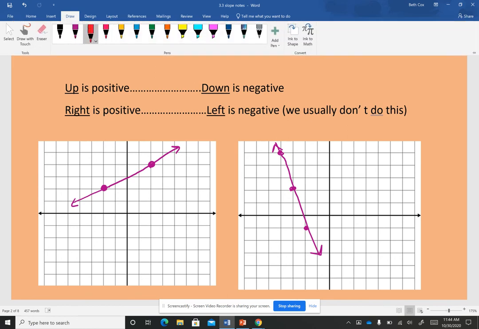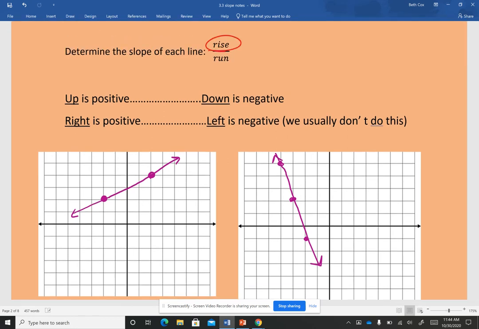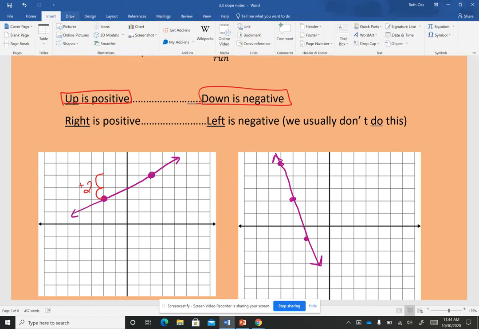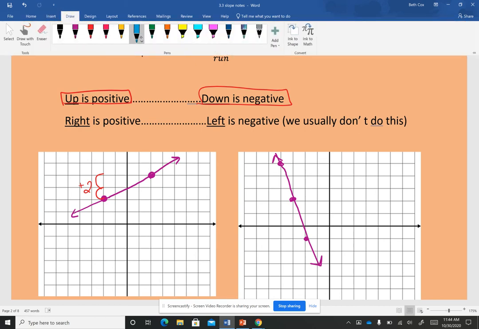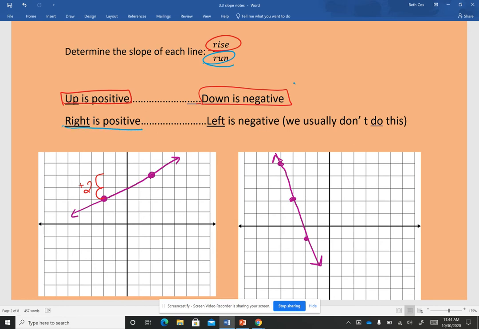This one's positive, and I know it's positive. Your rise is going to be positive if you move up, and it's going to be negative if you move down. So if I go from point to point, I'm going to go up 2, so that's a positive 2. Now my run is right or left. If I move right, it's going to be positive. If I move left, it's going to be negative. So my rise was 2, and my run is 4. And so that's positive.